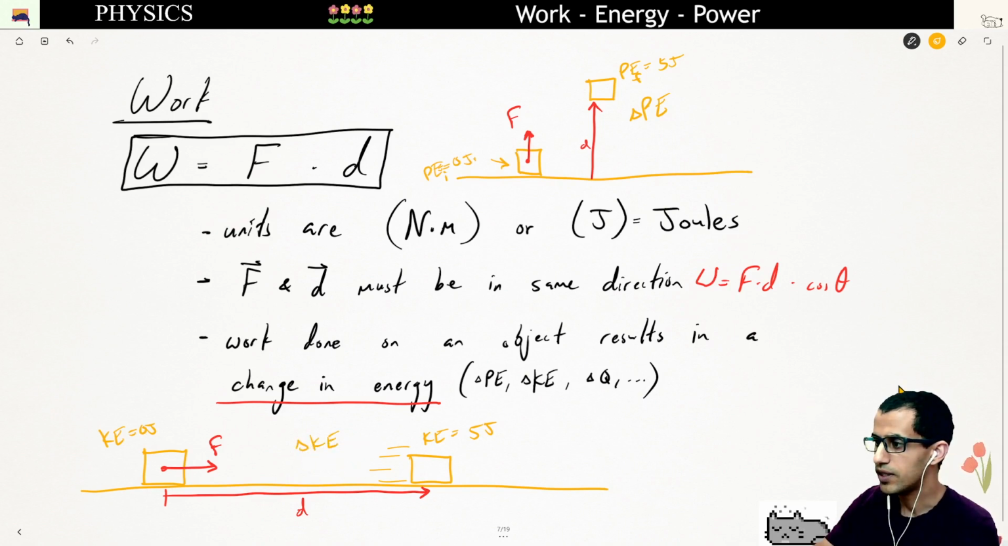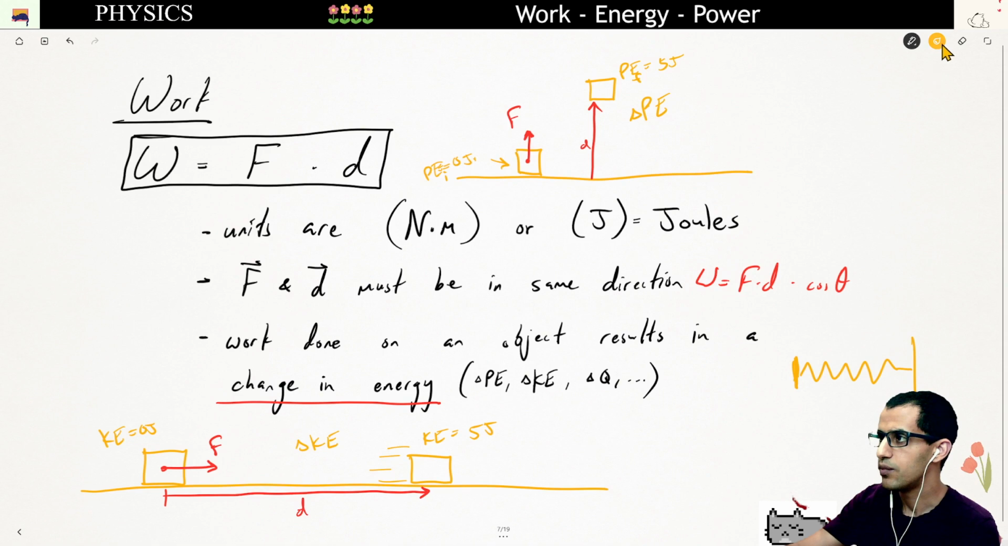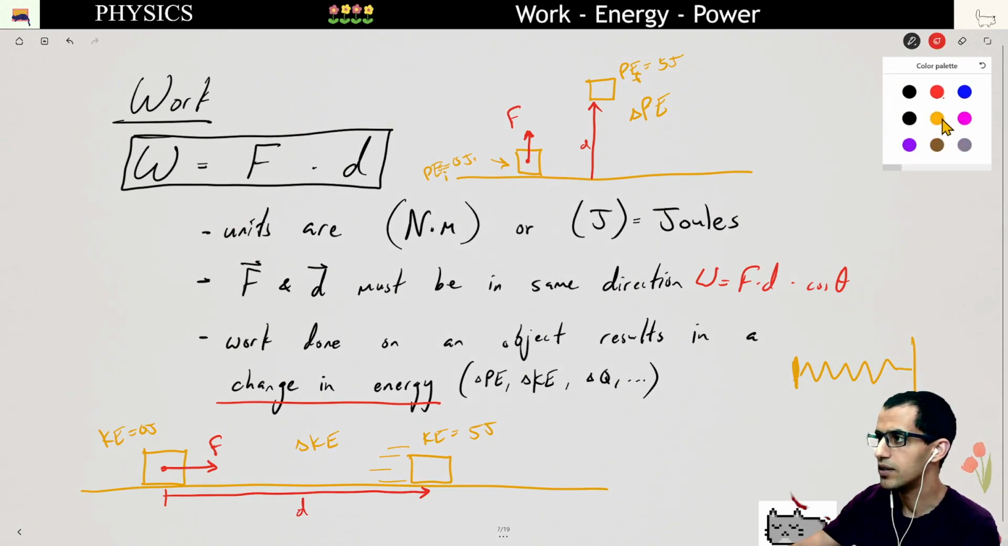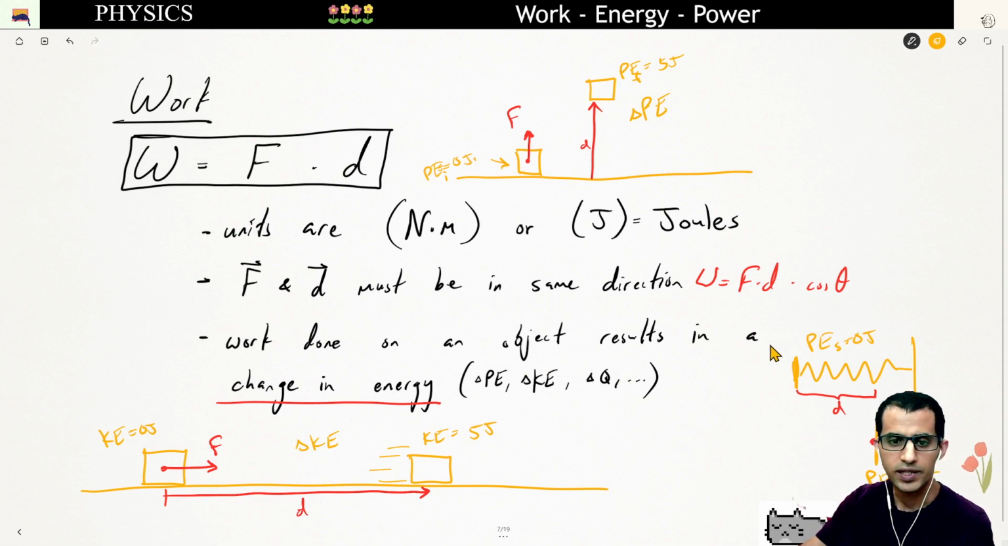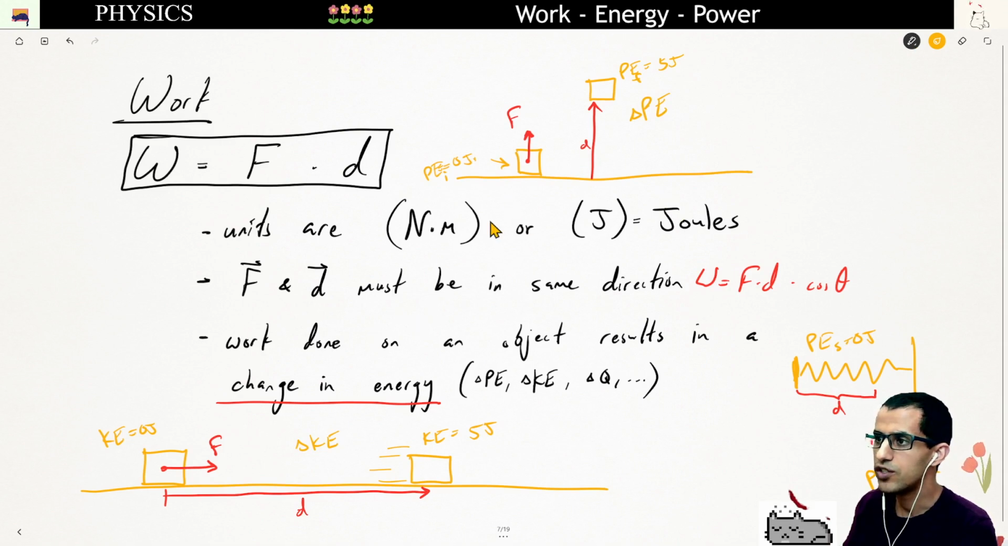One last example could be if we had a spring like this, and then we apply a force on this spring, causing it to become compressed like this. So we are applying a force like this on the spring. The spring was compressed some distance d, and so we started off with 0 elastic potential energy, and now we have some elastic potential energy stored in the spring here. So in these 3 cases, work was being done to change the energy of the object.